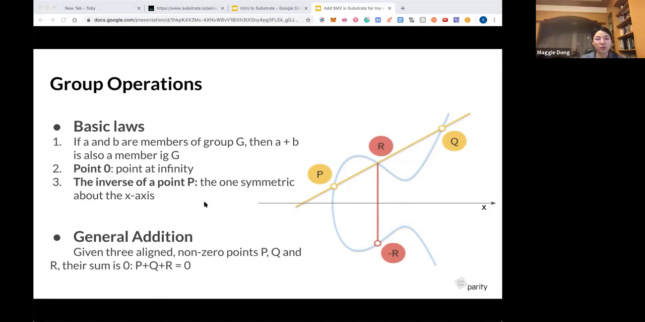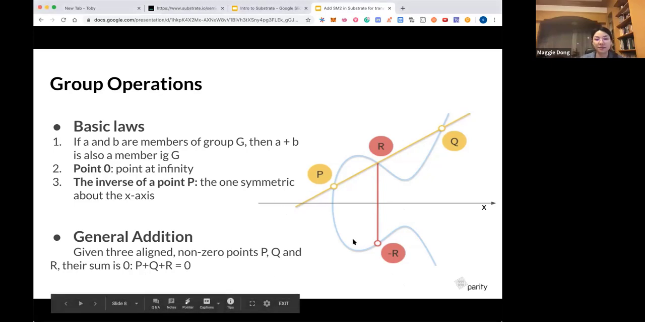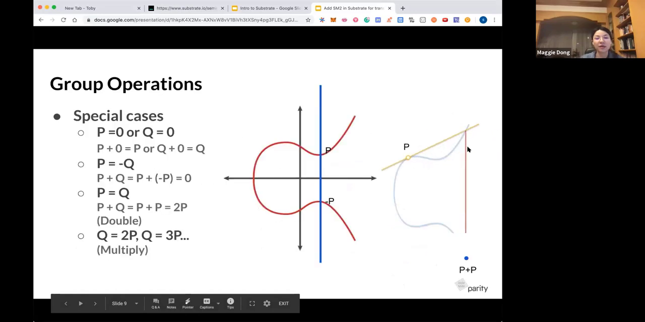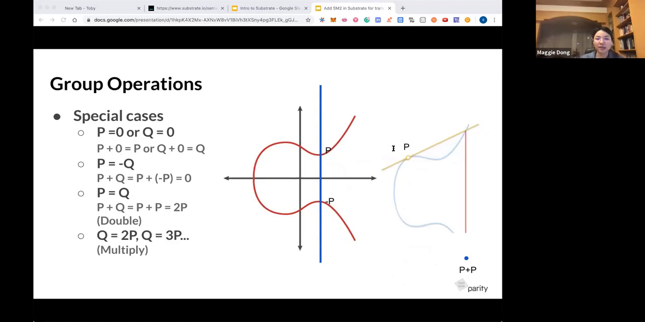We're going to study the group operation with the addition. Here is the definition of the addition: given three aligned non-zero points P, Q and R, their sum is zero if they are on the same line. Here are some special cases. One is if P equals zero or Q equals zero. The equation looks like P plus zero equals P, or Q plus zero equals Q. It looks natural to us. The other case is P equals minus Q. So the equation looks like P plus minus P equals zero, as we defined in the last slide. And zero is the point at infinity.